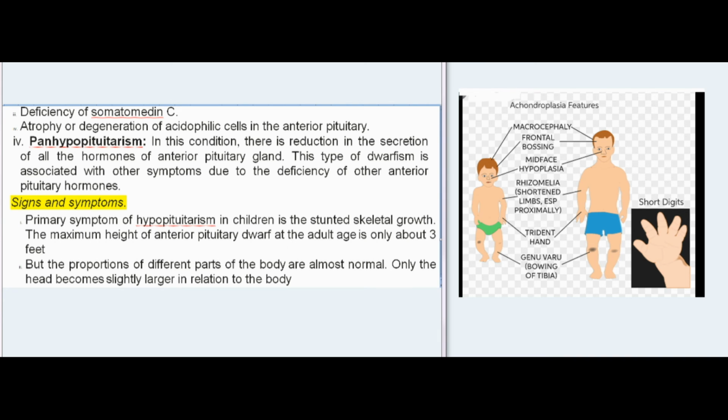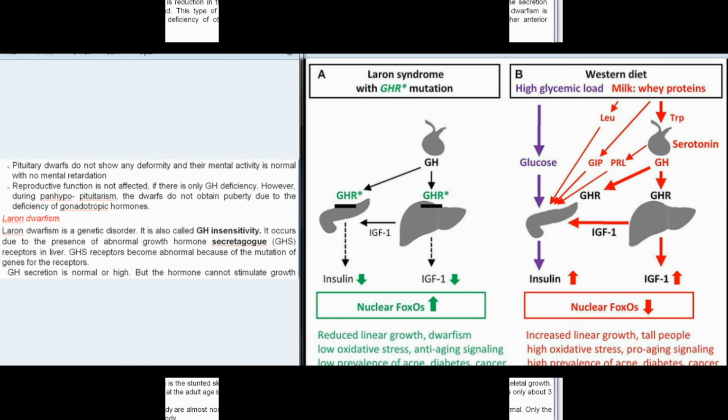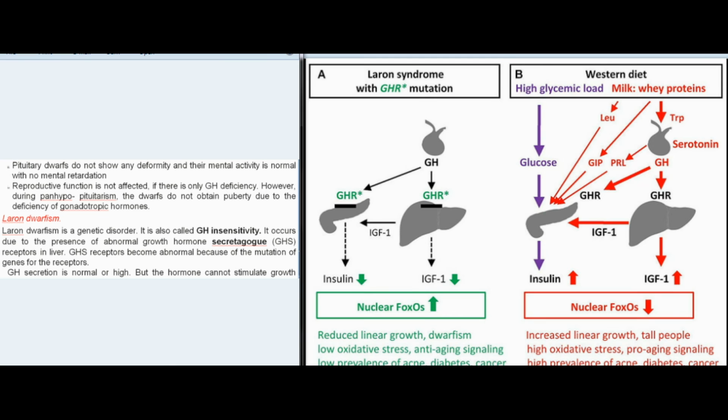Signs and symptoms. Primary symptom of hypopituitarism in children is the stunted skeletal growth. The maximum height of anterior pituitary dwarf at the adult age is only about 3 feet, but the proportions of different parts of the body are almost normal. Only the head becomes slightly larger in relation to the body. Pituitary dwarfs do not show any deformity and their mental activity is normal with no mental retardation. Reproductive function is not affected, if there is only GH deficiency. However, during panhypopituitarism, the dwarfs do not attain puberty due to the deficiency of gonadotropic hormones.